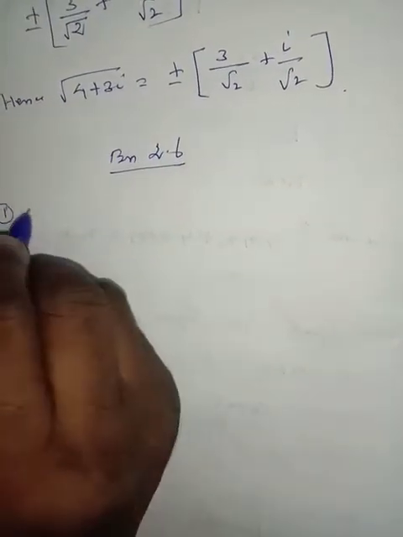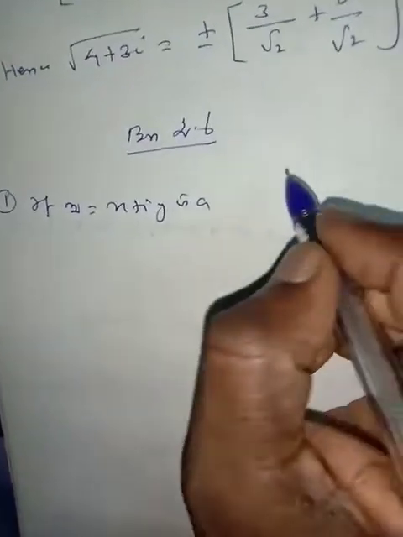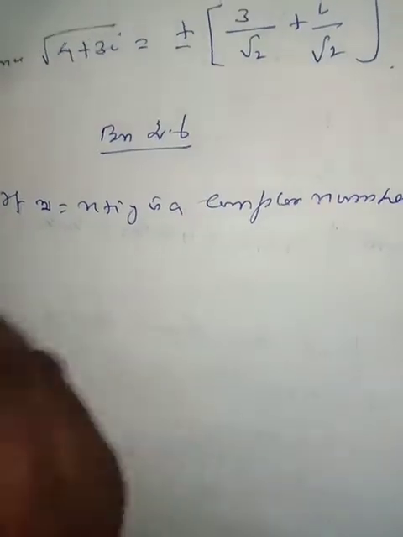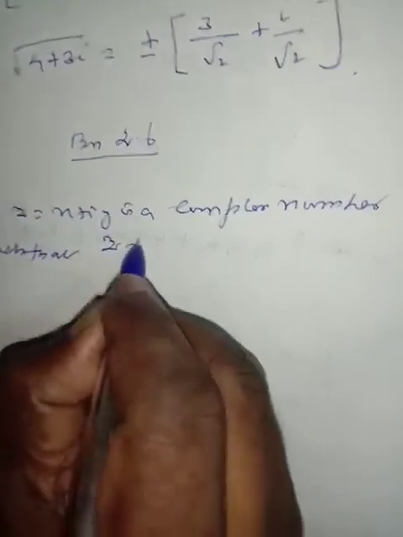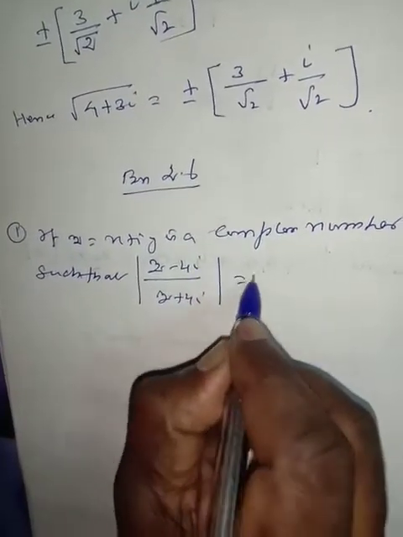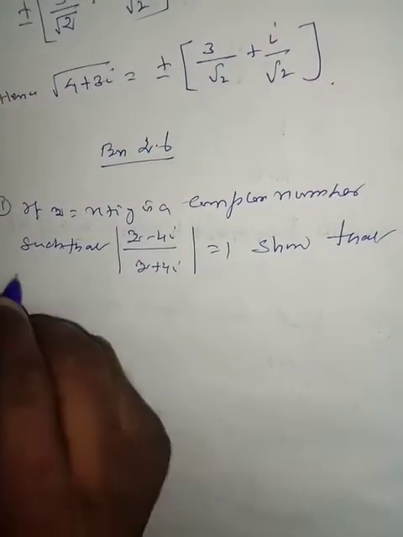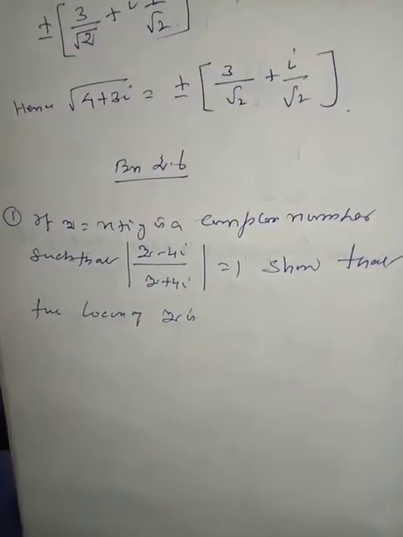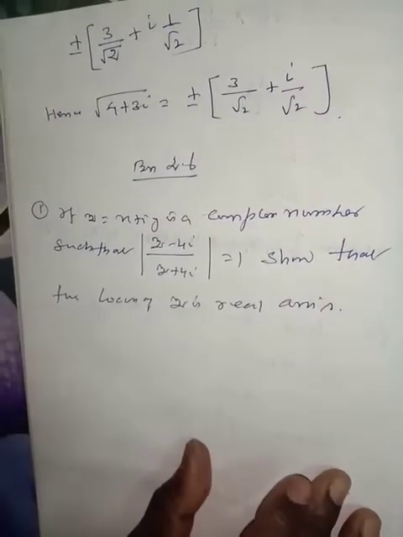Number 1. If z = x + iy is a complex number such that |(z − 4i)/(z + 4i)| = 1, show that the locus of z is the real axis.